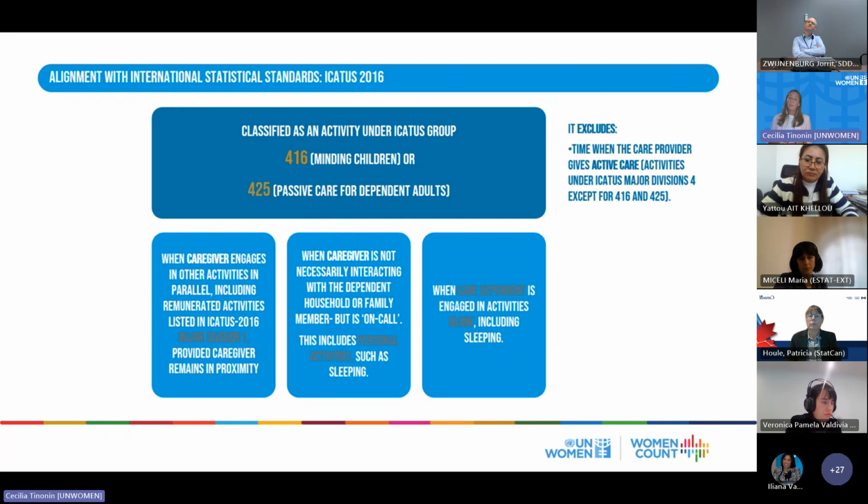The concept of supervisory care, just to clarify, for those that are new to this topic, excludes time when the care provider provides active care. So obviously it goes without saying, but it's important just to clarify that when an individual is providing active care, such as, for instance, feeding a child or taking care of an elderly or dependent adult, then that's classified as active care, and the supervision is embedded in the activity and the service provided.